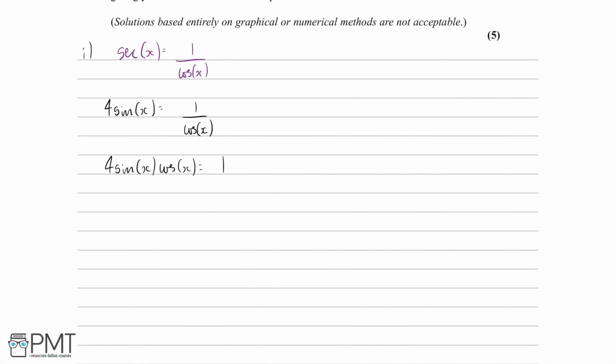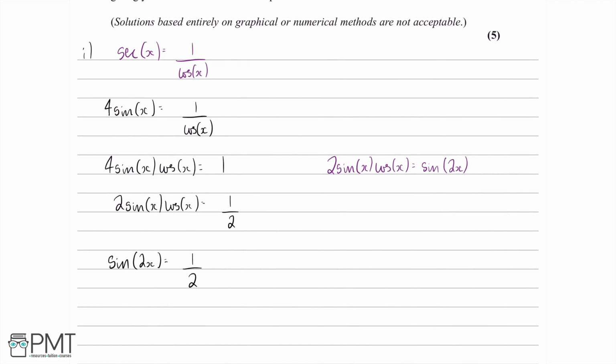Remember, the double angle formula for sine is 2 sine x cos x equals sine 2x. You can get this from your formula book. So to make this left-hand side match that, let's divide this by 2. So now we're left with 2 sine x cos x equals a half. And now replacing it with sine 2x, we're left with sine 2x equals a half.